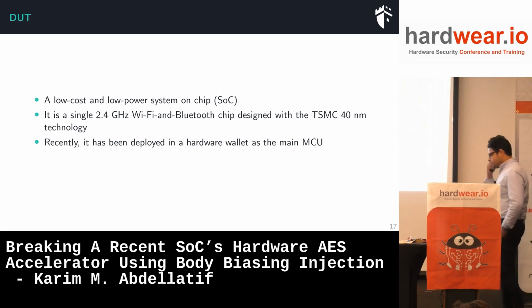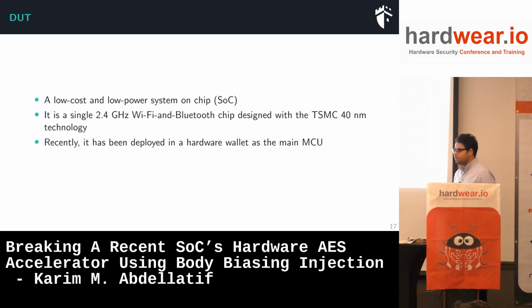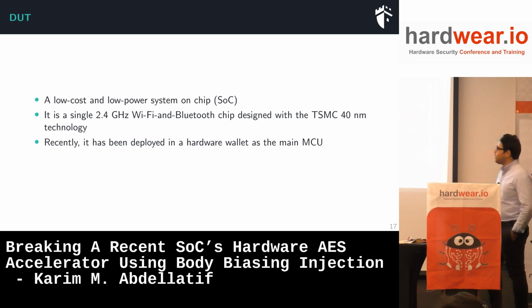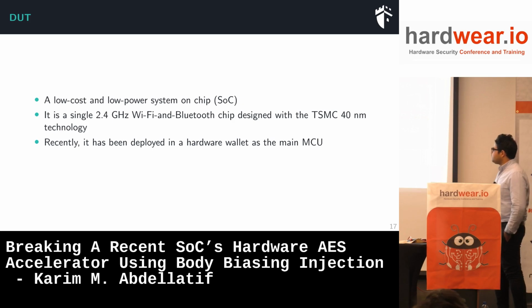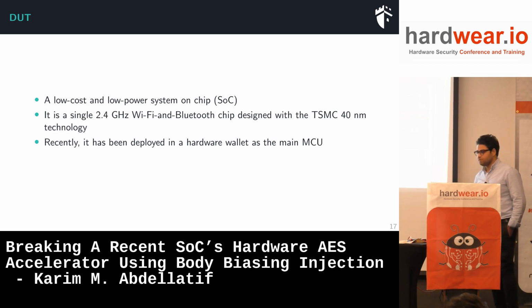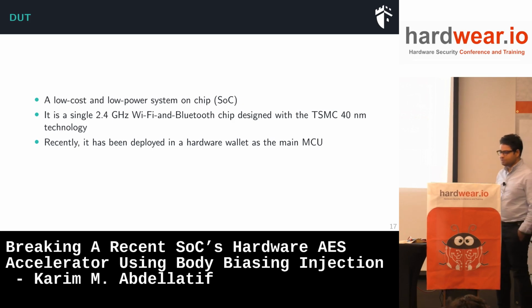So I now need to verify and validate whether my injector is able to inject errors or not. This is why I'm using a device under test, but I don't like to talk about the name of the vendor for the moment. I'm using a low cost and low power SoC. It contains Wi-Fi and Bluetooth interfaces. It's fabricated in 40 nanometer technology, and recently it has been deployed in a hardware wallet. This is why I'm interested in this chip.